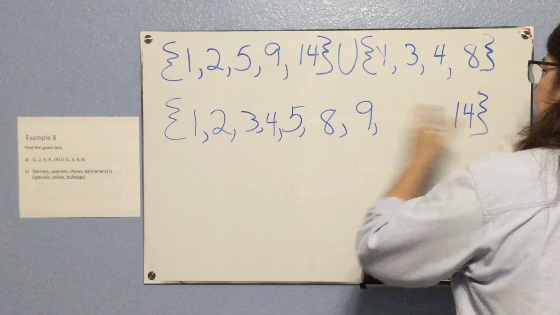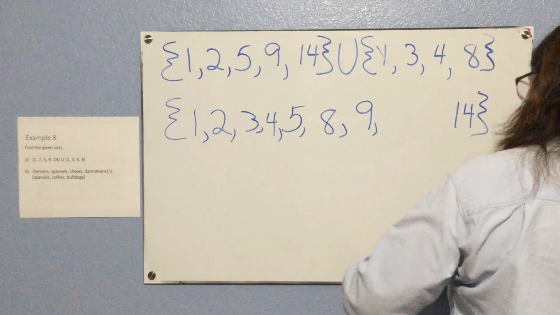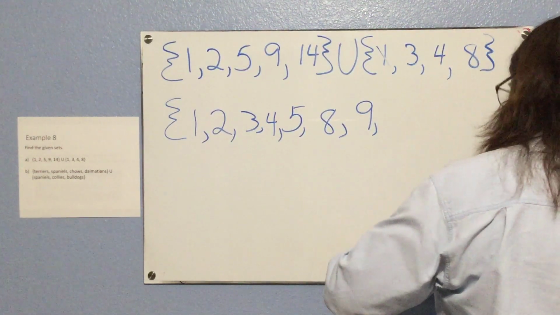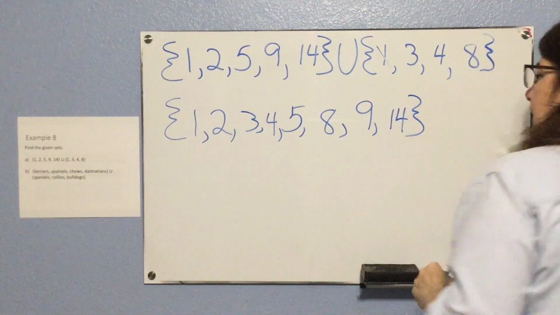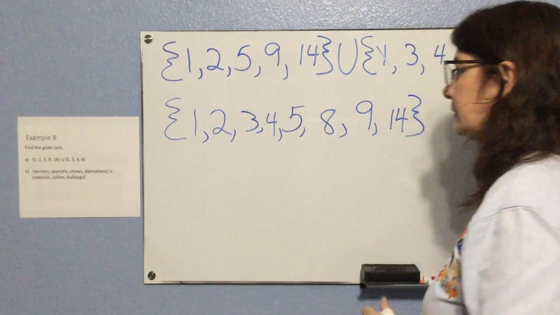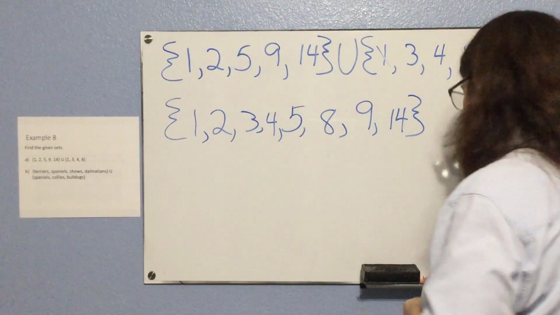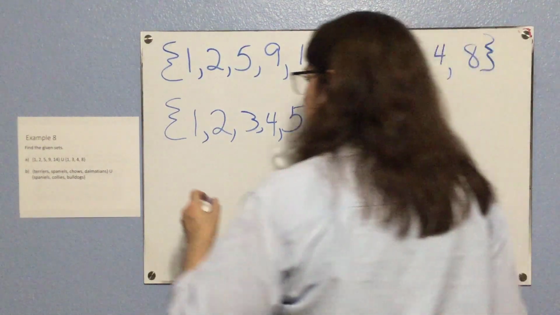And then after I'm done with that, I can kind of tidy it up a little bit and take out the spaces I didn't use. So that's a union. Let's look at another group.